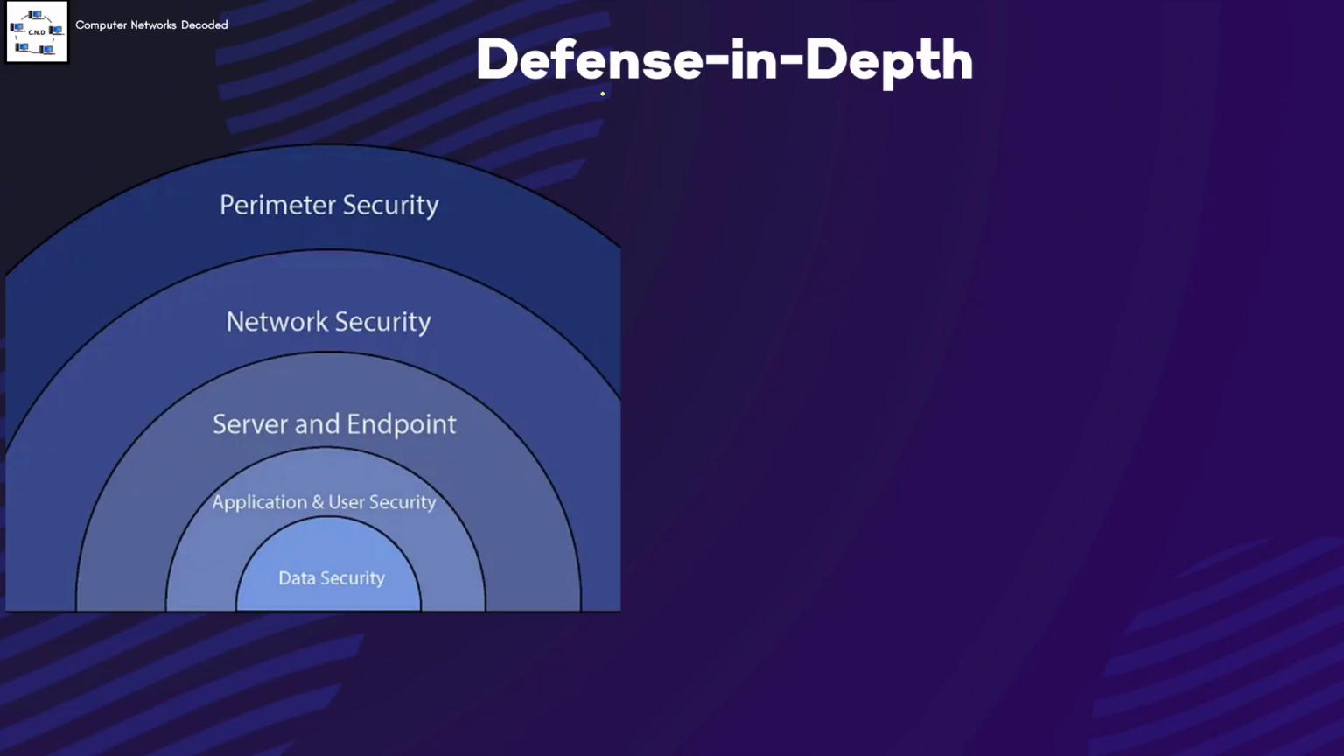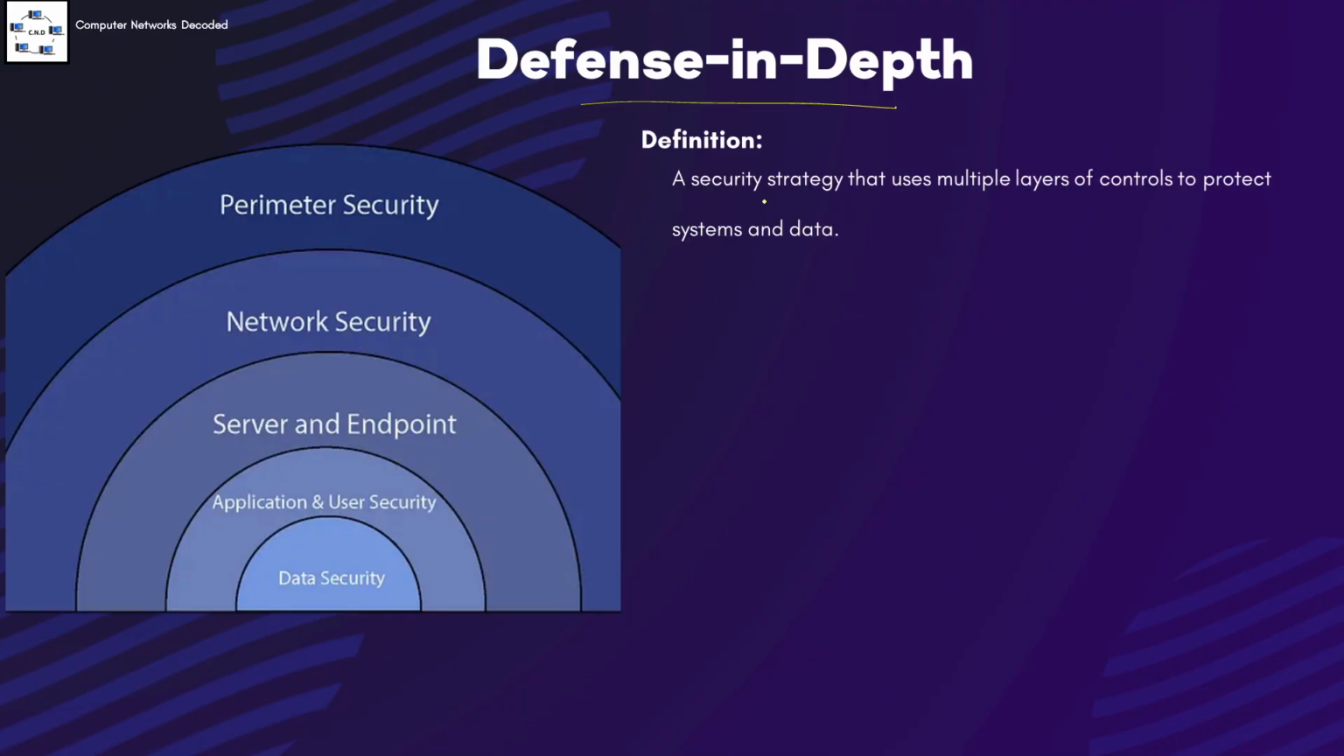Our next topic is defense in depth, a very familiar topic in cybersecurity, and it is a security strategy that uses multiple layers of controls to protect the system and data. So here we can see we have multiple layers of security. Let's suppose this is our precious asset, the data that we want to secure. The first layer is the security of data itself, then application and user security. Next is server and endpoint security, network security, and at the end perimeter security.